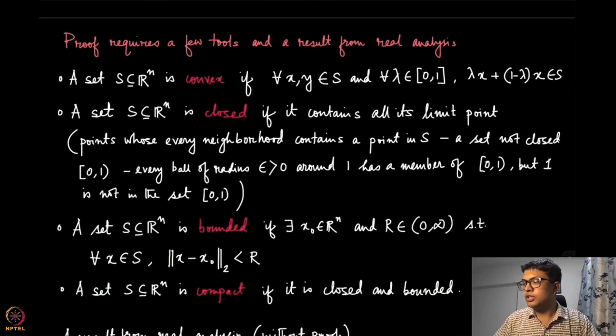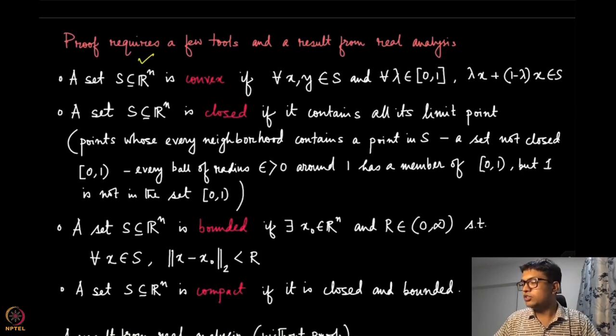So the first notion is about convexity. I'm sure that you know what a convex set is. So a set, and here we are only dealing with the subsets of R to the power n to keep things simple. The definition of convexity is even general, but we are only looking at an n-dimensional real space.